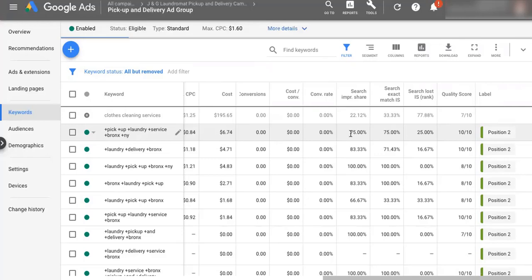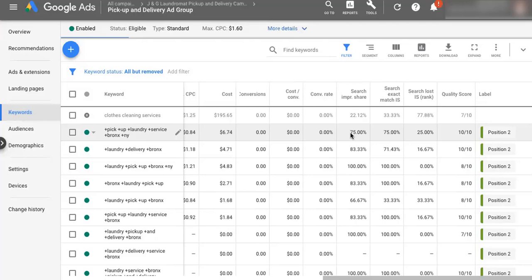Impression share. So exact match impression share means 75% of them actually typed in exactly what your keyword is. Without the pluses, it matched exactly your modified broad. So it's good, in a way. It tells you whether something's really long tail.